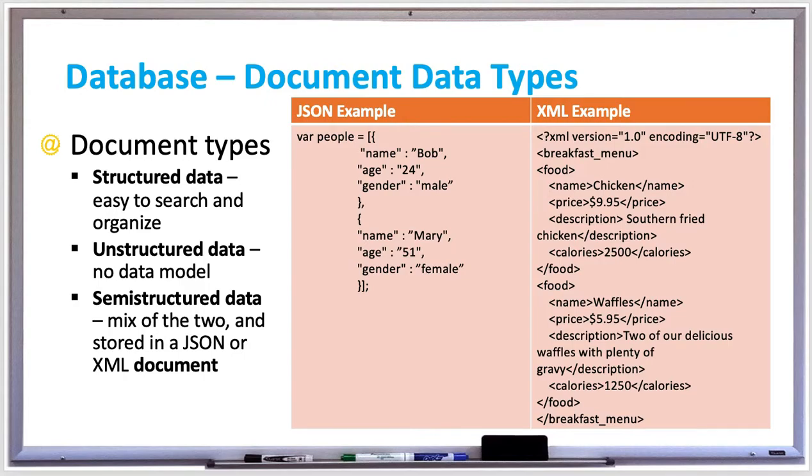There are a few different document data types. One of them is structured data. Structured data is data that's easy to search and organize because it's usually contained in rows and columns, and its elements can be mapped into fixed predefined fields, such as a table that has structured data or even an Excel spreadsheet. Unstructured data is data that cannot be contained in row-column databases and doesn't have an associated data model.